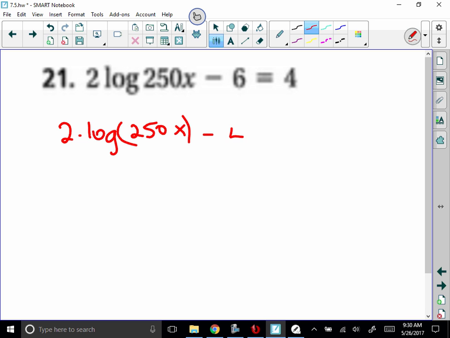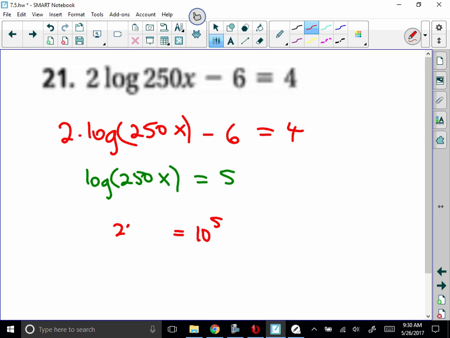Is that minus 6 equals 4? Okay. So when we do this housekeeping, we got to add 6 first, and then divide by 2. So that's going to give us 5. The log of 250x equals 5, right? So we'll have 10 to the 5th is 250x. 10 to the 5th is 100,000. So 250x is 100,000. So x then is going to equal, let's see, a 0 cancels a 0. 25, that's 4. Should be 400.